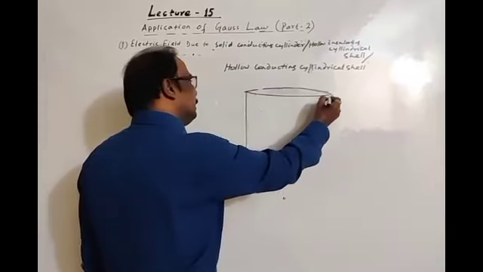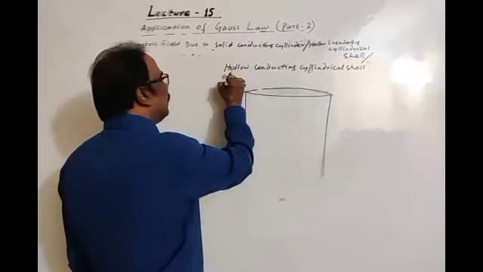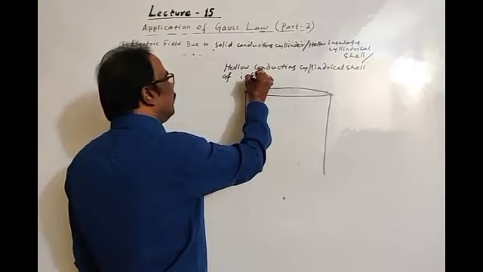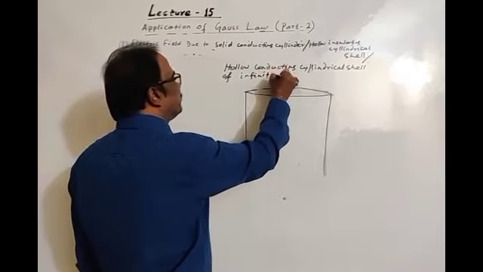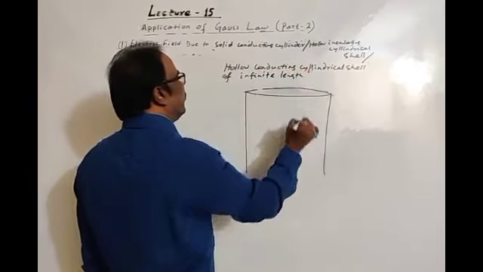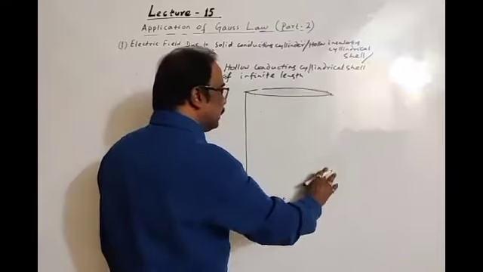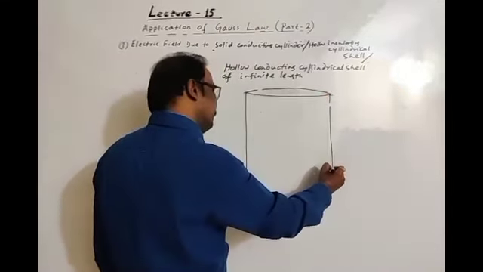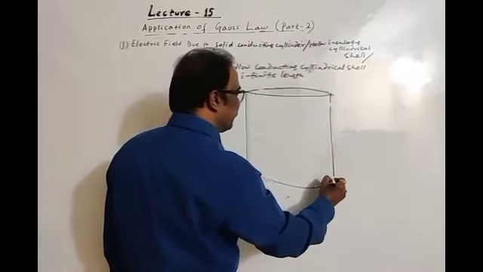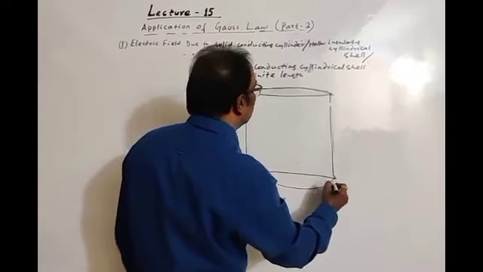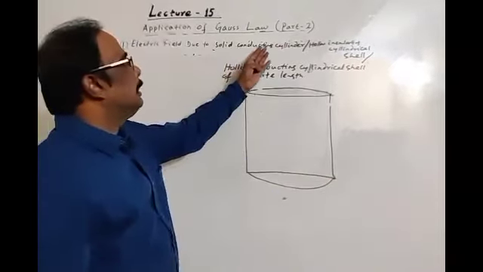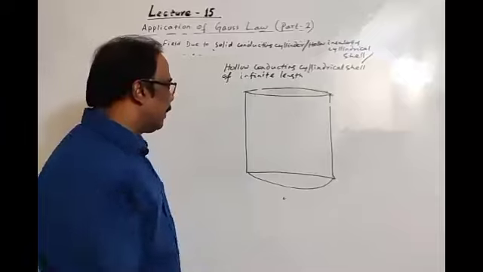This is a solid cylinder. Of course, we may take up infinite length. Okay, so this is a solid cylinder. This is a conducting cylinder. The first case, solid conducting cylinder of infinite length.